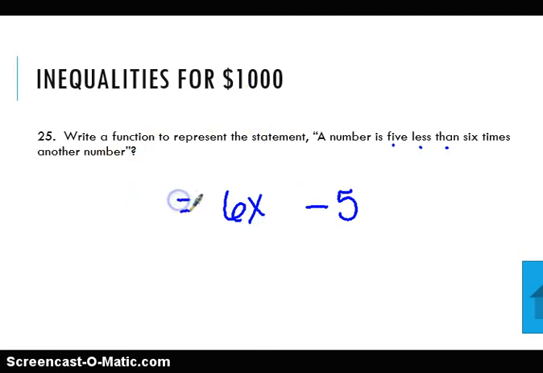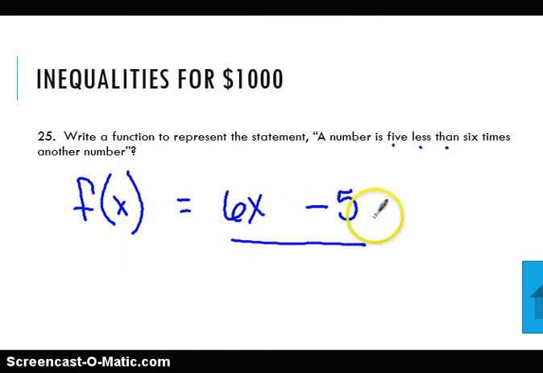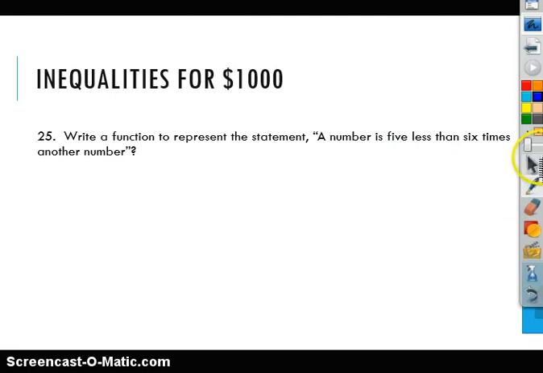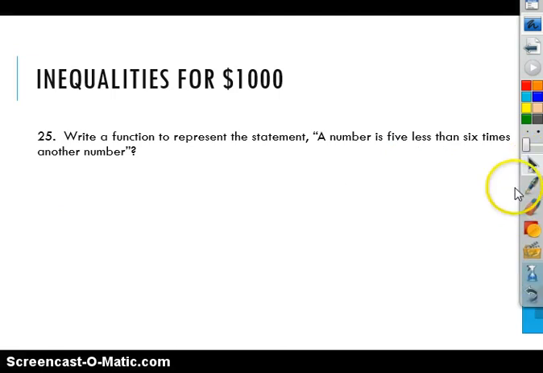And to put it in function form, instead of having y equals, function notation says f of x. If you got this part right here, hopefully that would help you be able to get the right answer in a multiple choice situation. And that's all we're going to do for this segment of our Jeopardy!